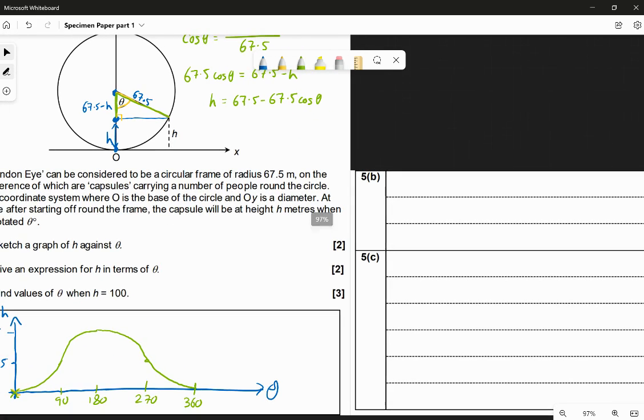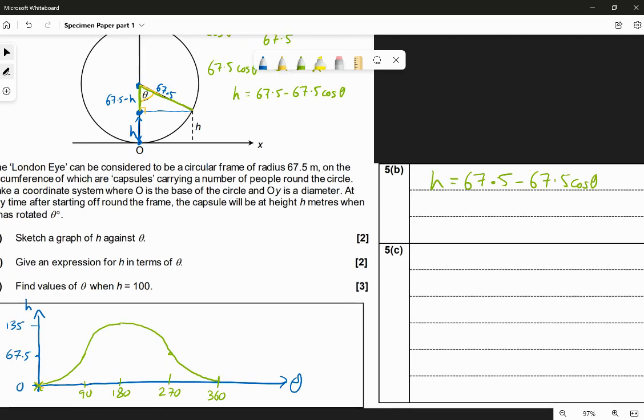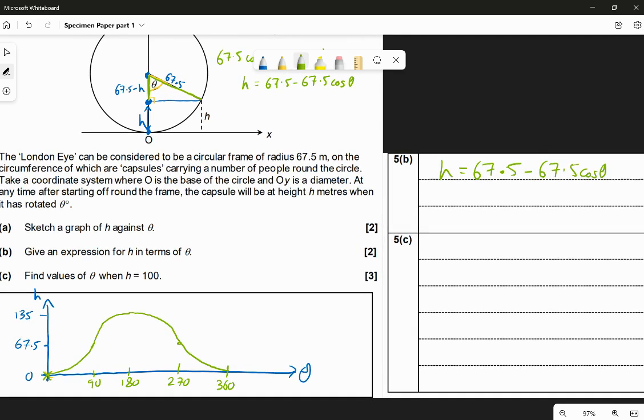So let's write that down. So h equals 67.5 minus 67.5 cos theta. So that is my equation for h in terms of theta. Part C, find values of theta when h is 100. Well, I've got an equation with h and theta in. I'm told the value of h, which is 100. I need to then find the values of theta. So that's solving an equation using substitution. So instead of h, I'm going to substitute 100.